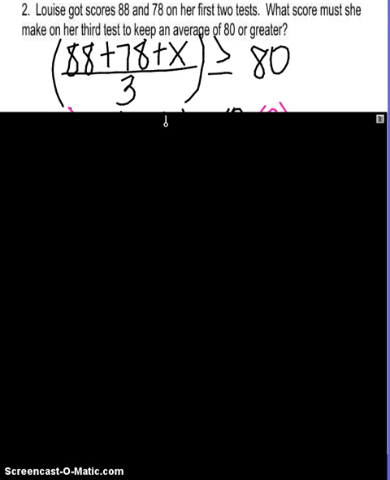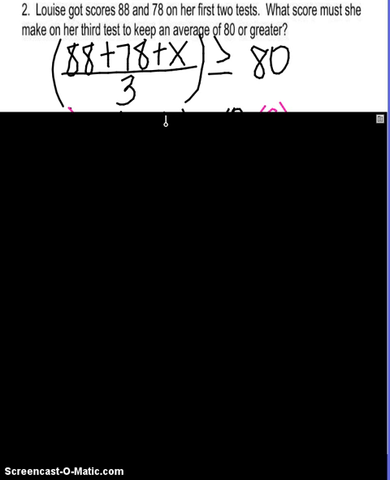So using that information, I'm going to write the equation 88 plus 78 plus x, because I don't know what the third test is, and I'm going to divide that by 3. Again, that's how you're going to find your average. We add up everything that we have and we divide by the number of grades that we have for Louise. And then it says the average is going to be 80 or greater. So that means I can include 80, but it can also be larger. So I should use the greater than or equal to symbol, and then I have 80.